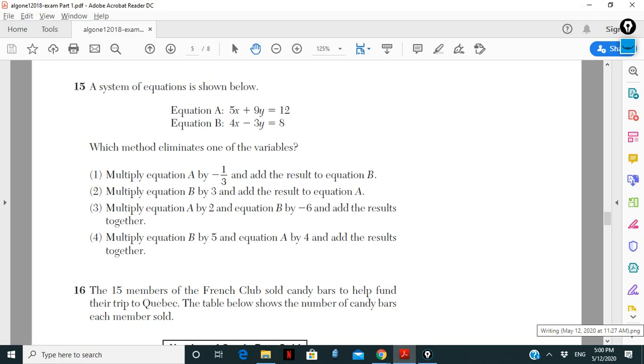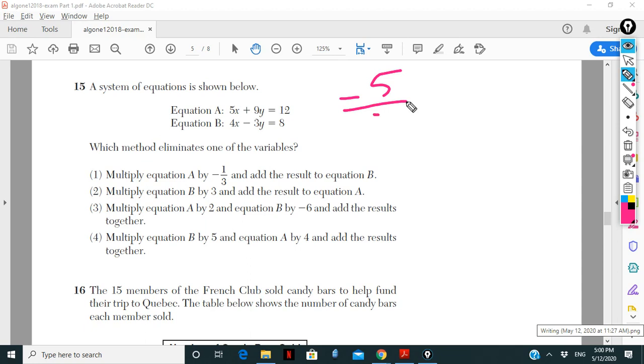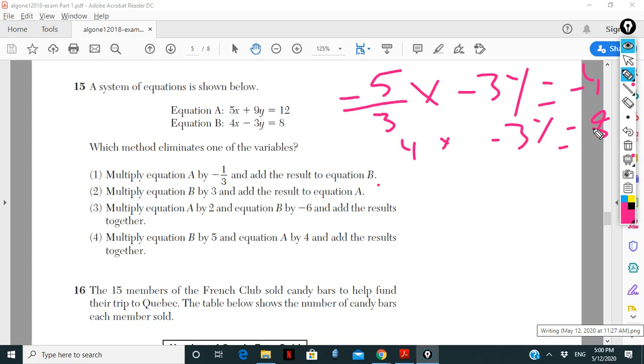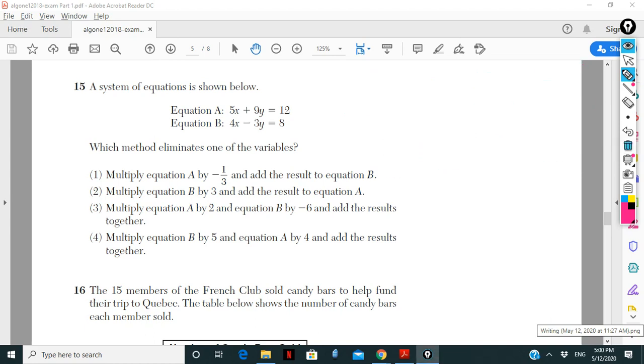So what's going to happen if I multiply by negative one third? It's giving me negative 5/3 x minus 3y equal to negative 4x minus 3y equal to 8. When I add, I still have these two variables. Okay, so it doesn't work.